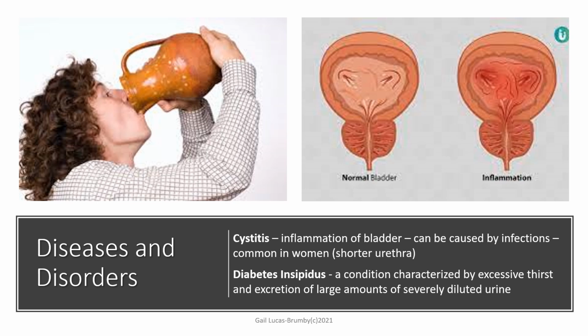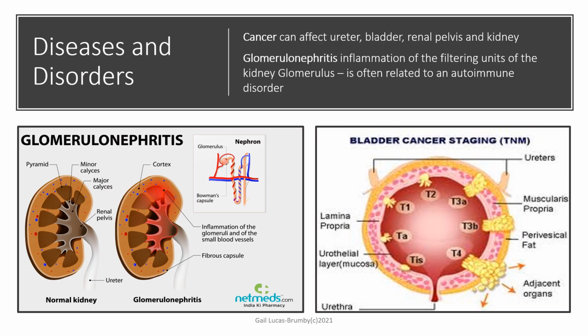Diabetes insipidus is a condition characterized by excessive thirst and excretion of large amounts of severely diluted urine. It's very, very rare, diabetes insipidus, but it does come up in our exam paper quite regularly. Cancer can affect the ureter, the bladder, the renal pelvis, and the kidney. So any part of the kidney you can suffer from a cancer.